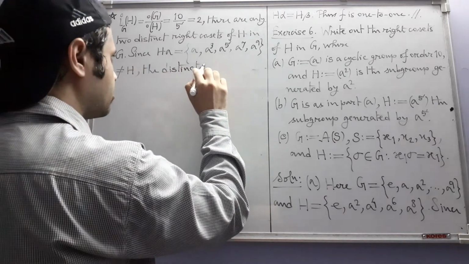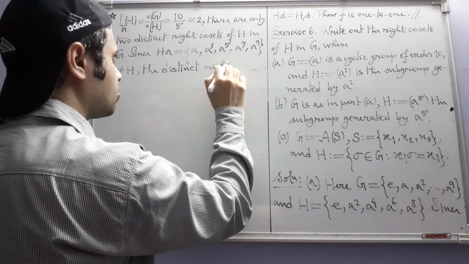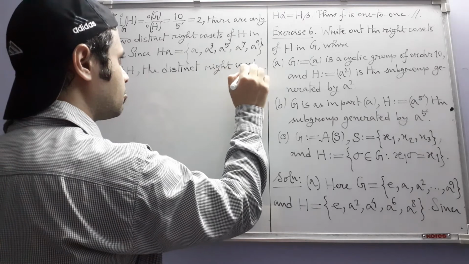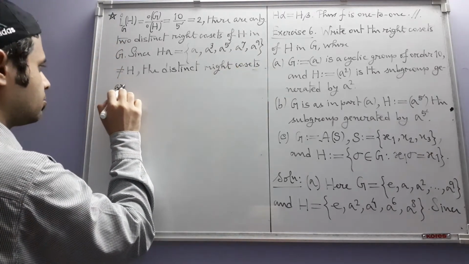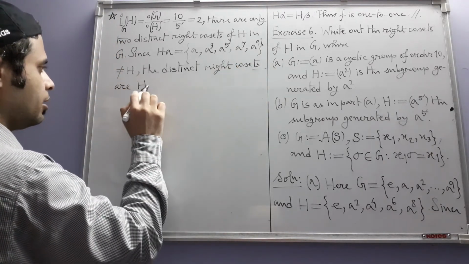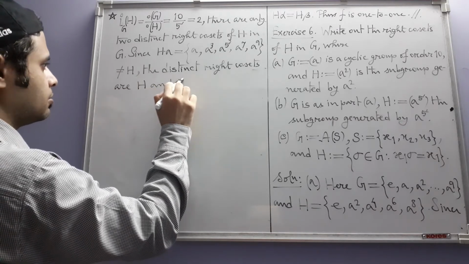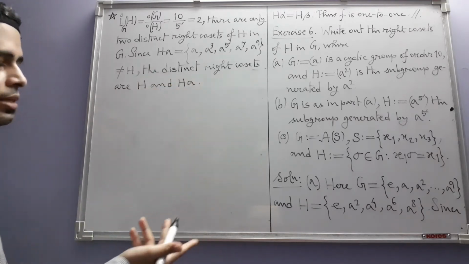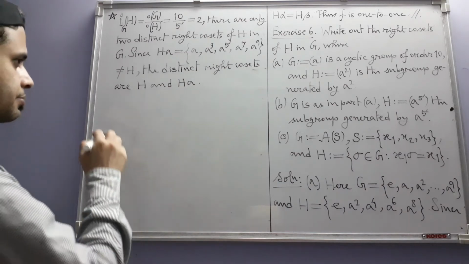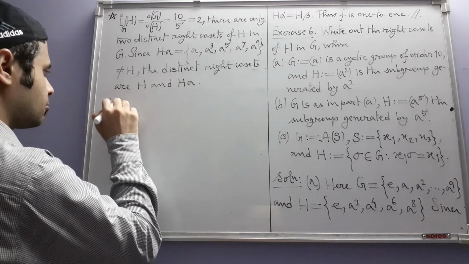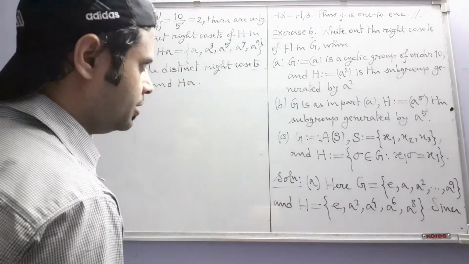The distinct right cosets are H and Ha. Let's say these are the two right cosets. Then part B.